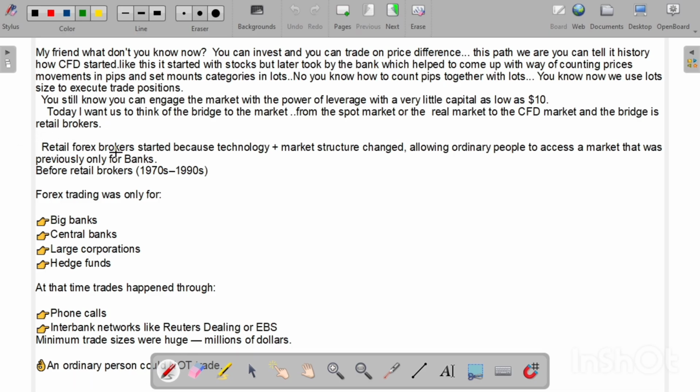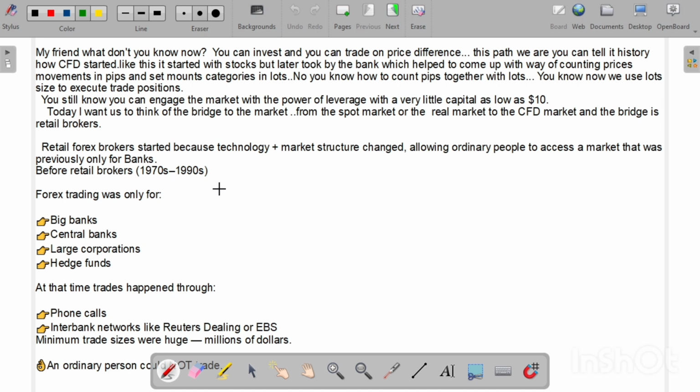So retail forex brokers started because of technology plus market structure change, allowing ordinary people to access a market that was previously only for banks. You can see, because of technology, that's where retail forex came from, and the market structure change let ordinary people access the market that was previously only for the banks. This was only for the banks before retail brokers.